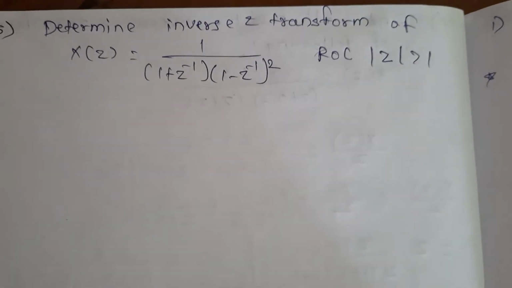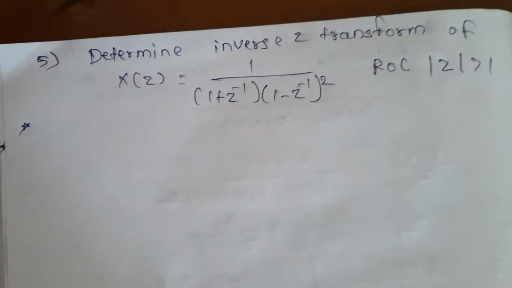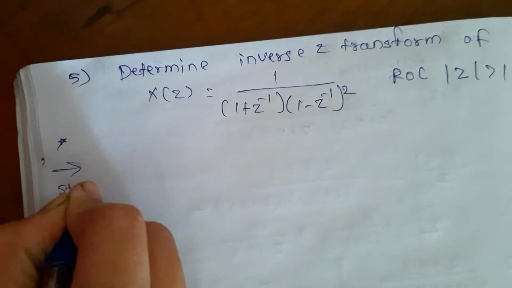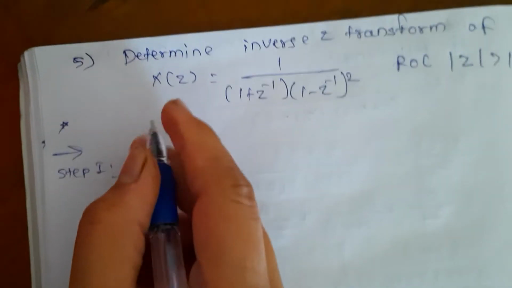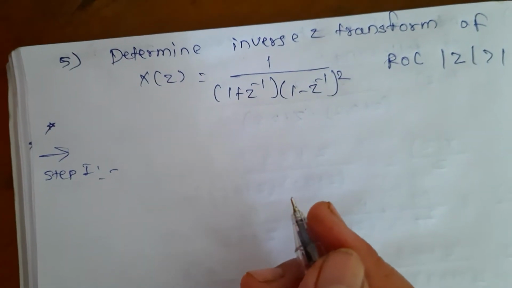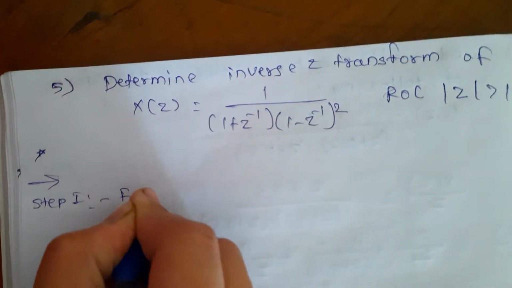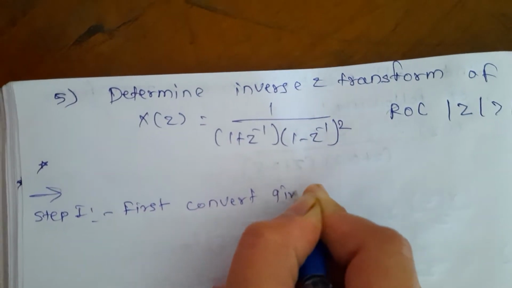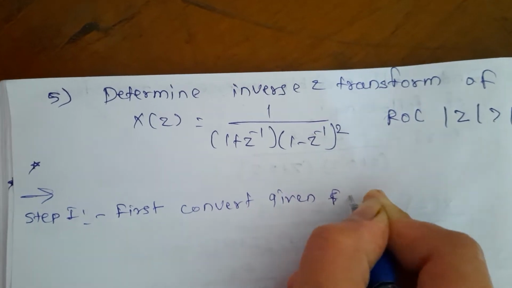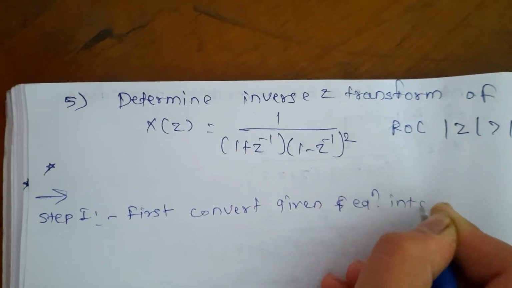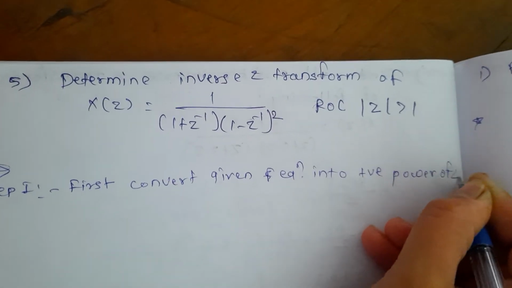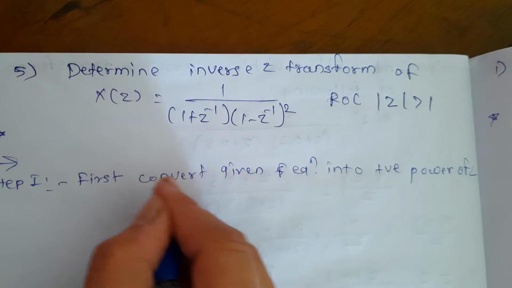Next problem. Determine the inverse Z transform of this given function. This problem was asked for 8 marks in an exam. So step 1: first convert the given function or equation into positive powers of z, by multiplying and dividing by z cubed.